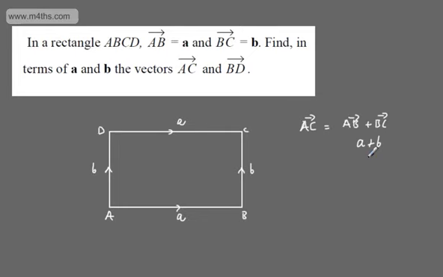Now we could have gone the other way. I could have gone A to D, D to C. I've just done it alphabetically as it's fairly straightforward.